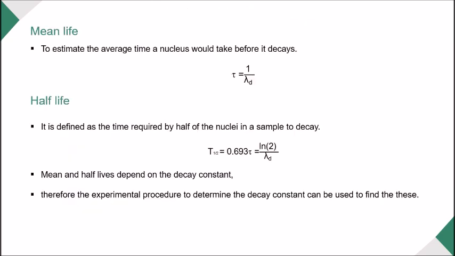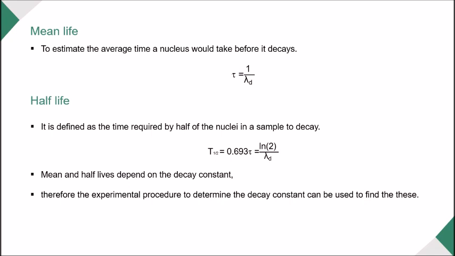Some other terms you will notice in radioactive decay are mean life, which estimates the average time a nucleus takes before it decays. It is called tau, equal to 1 by lambda_d. So if you take the inverse of the decay constant, you get the mean lifetime of a radioactive nucleus before decay. Then the half-life of a radioactive nucleus can be identified by taking the natural logarithm of 2, that means 0.693, times tau, the mean lifetime, that is, ln 2 divided by lambda_d.